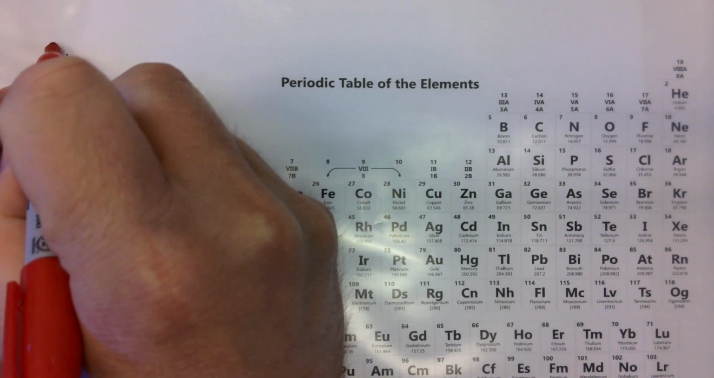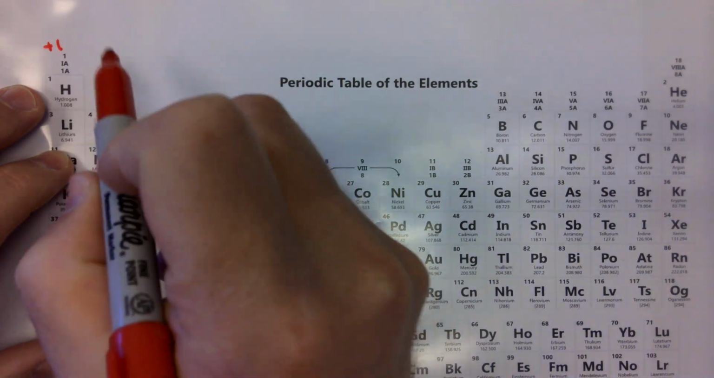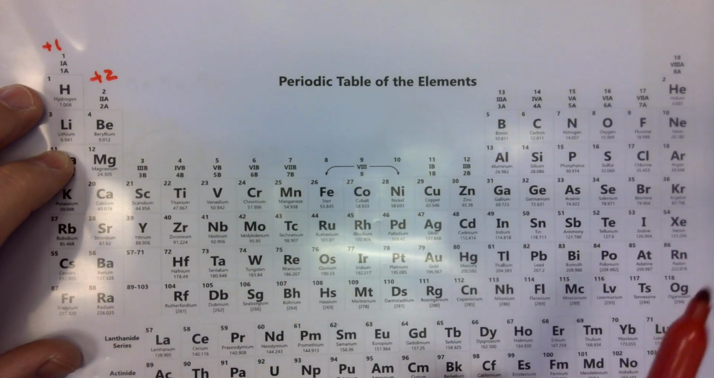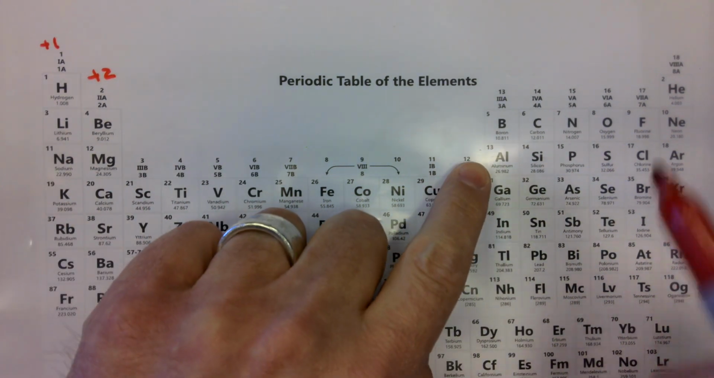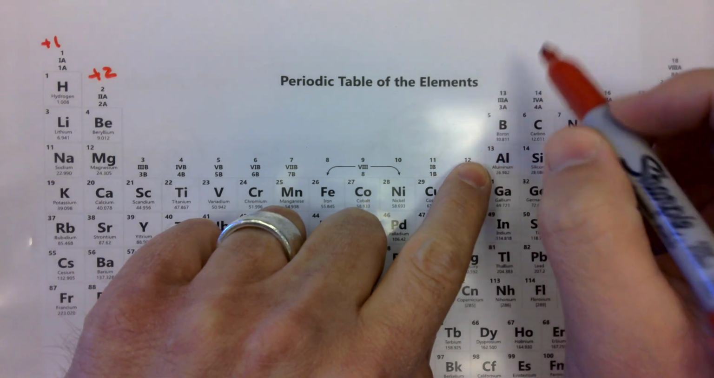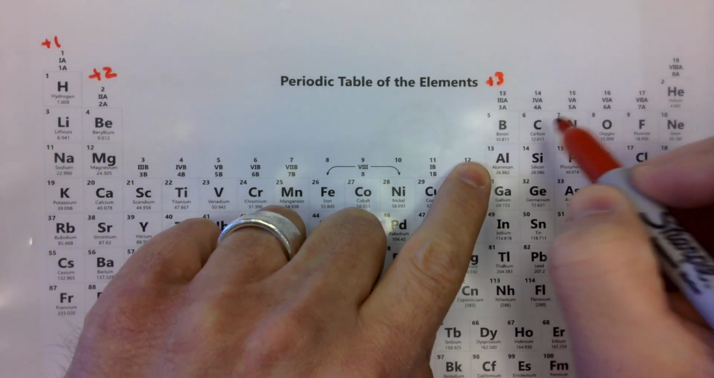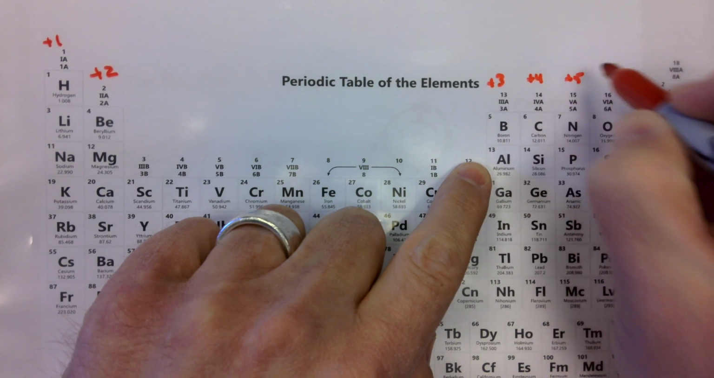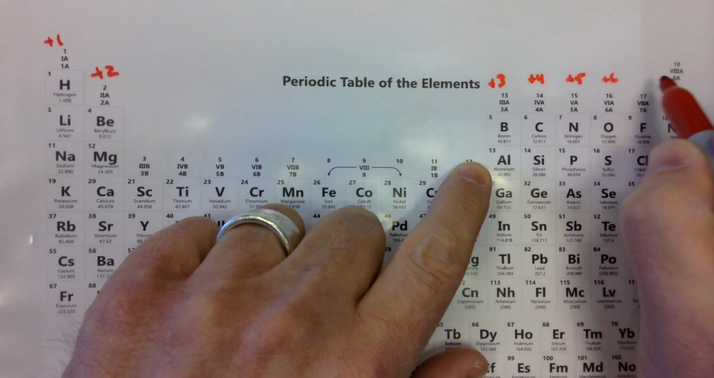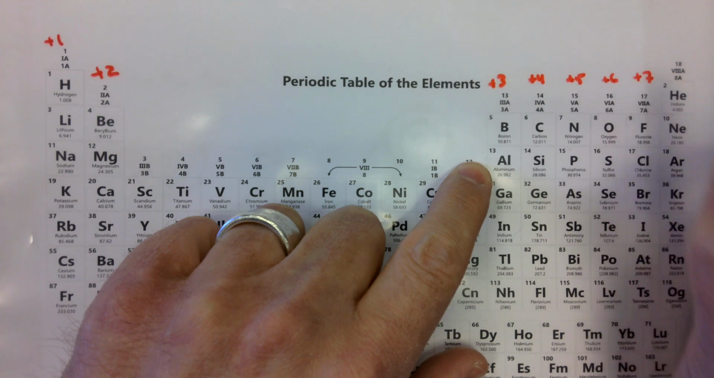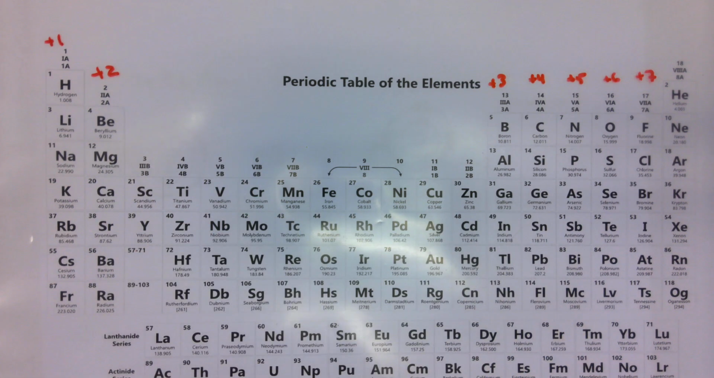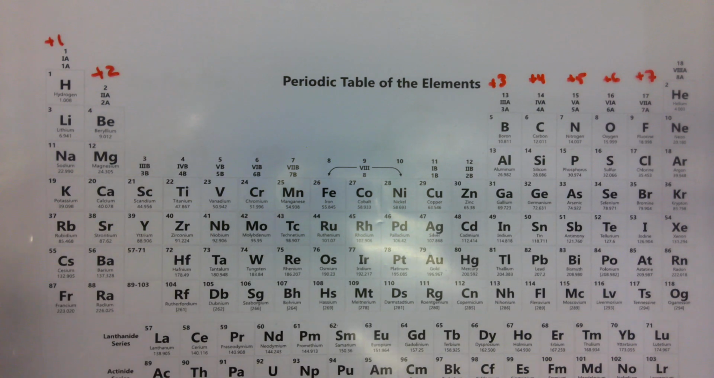This is going to be +1, +2. We can skip those here in the middle, again, because they have multiple oxidation states. Boron, if you do it just like I showed you, will be +3. Carbon +4. Nitrogen +5. Oxygen +6. Fluorine +7. And then over here, way on the other side, the far right-hand side, those are called the noble gases, and they have a full octet rule.